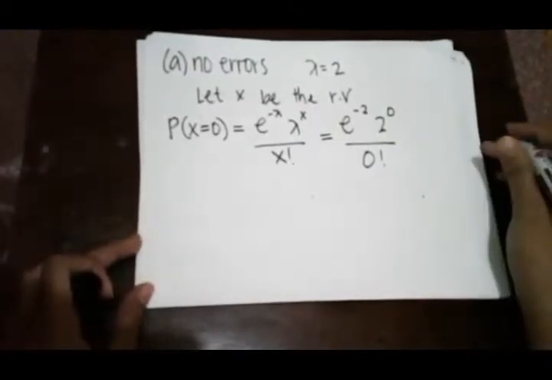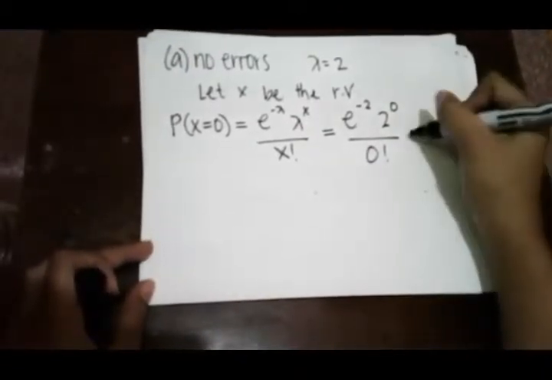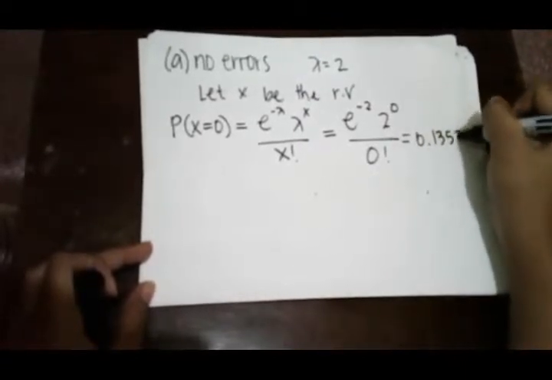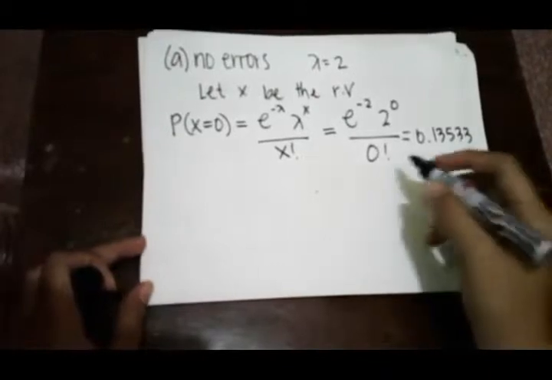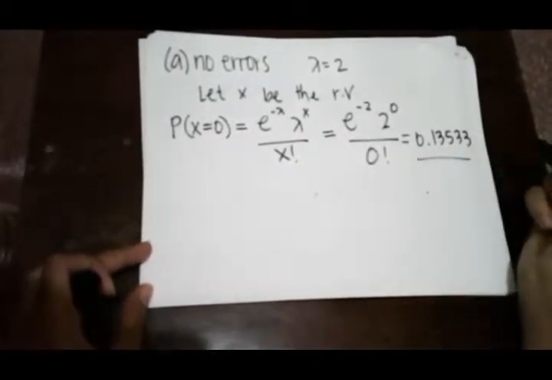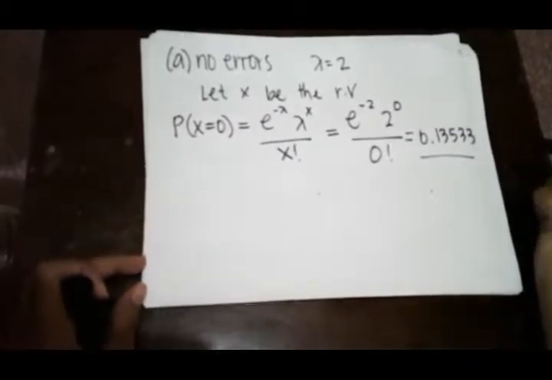If you input this in the calculator, the answer will be 0.13533. So the probability of making no errors is 0.13533.